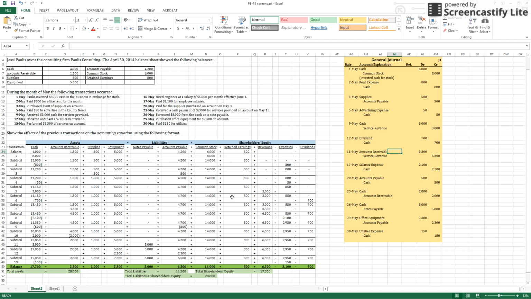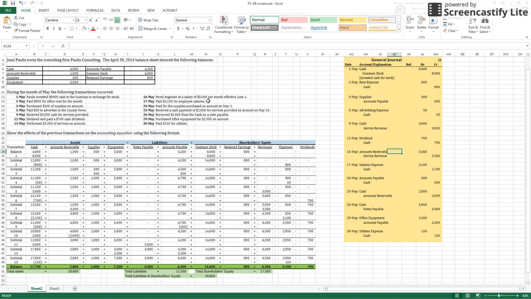As we said in the very first screencast, hiring someone is not actually an economic event because this particular engineer isn't even starting until June. There is no money changing hands, and the company doesn't even owe the engineer any sort of money. So there's no reason to record this. So we move right on to our transaction on the 17th.